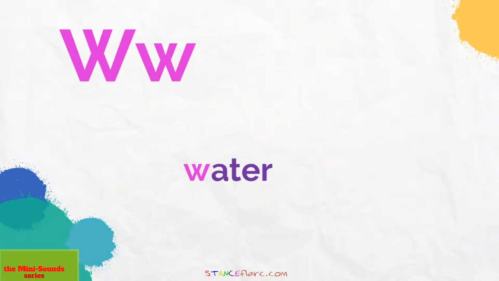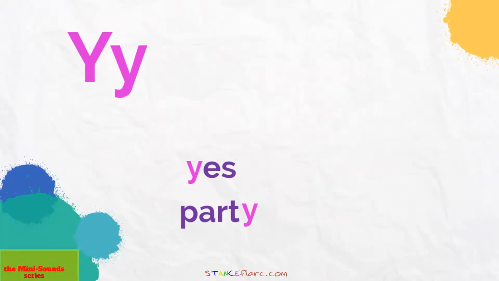As you may have noticed, W comes in pink. It has a special color because although it is a consonant, it sounds as a vowel. W, W. And Y comes in pink as well because Y is a consonant, yes, and a vowel, party. See? Interesting, right?